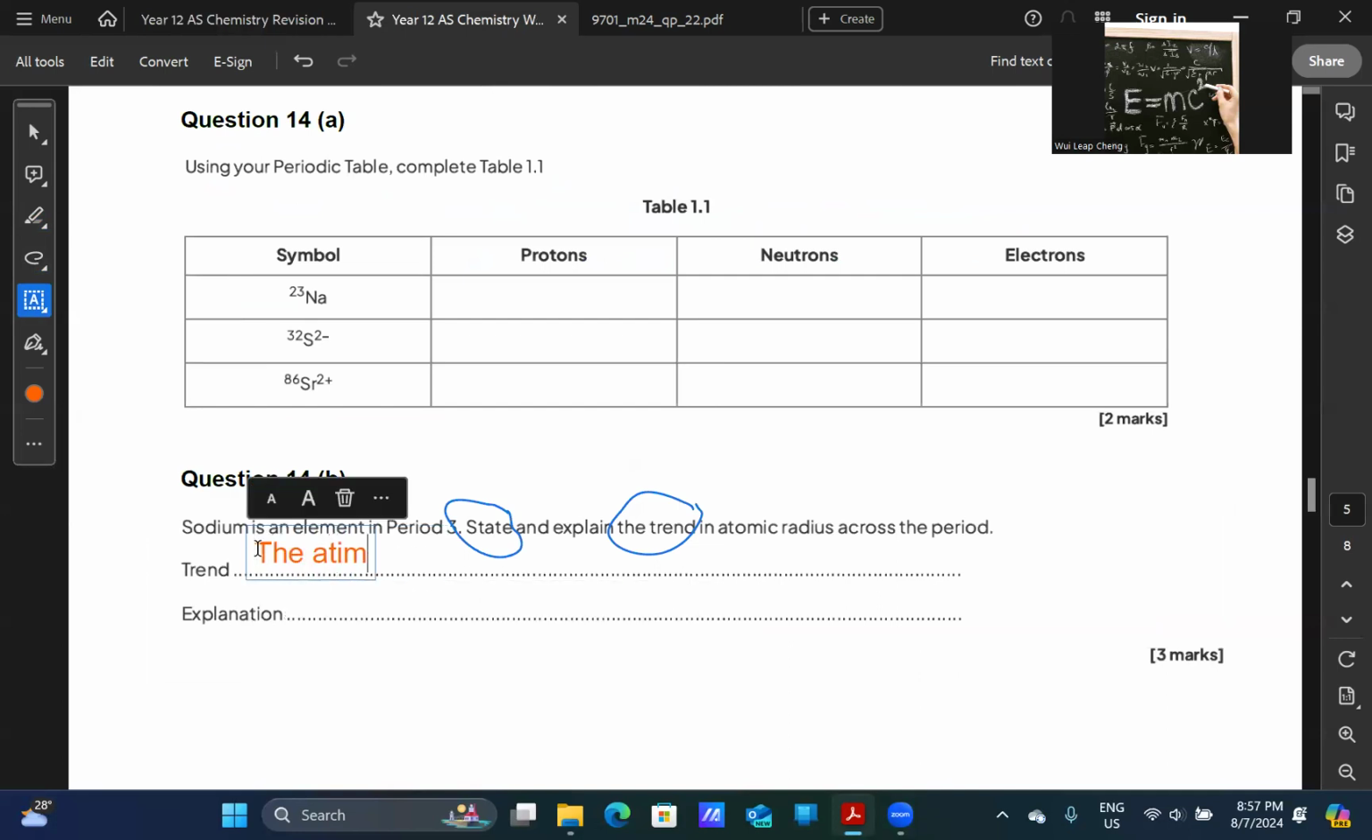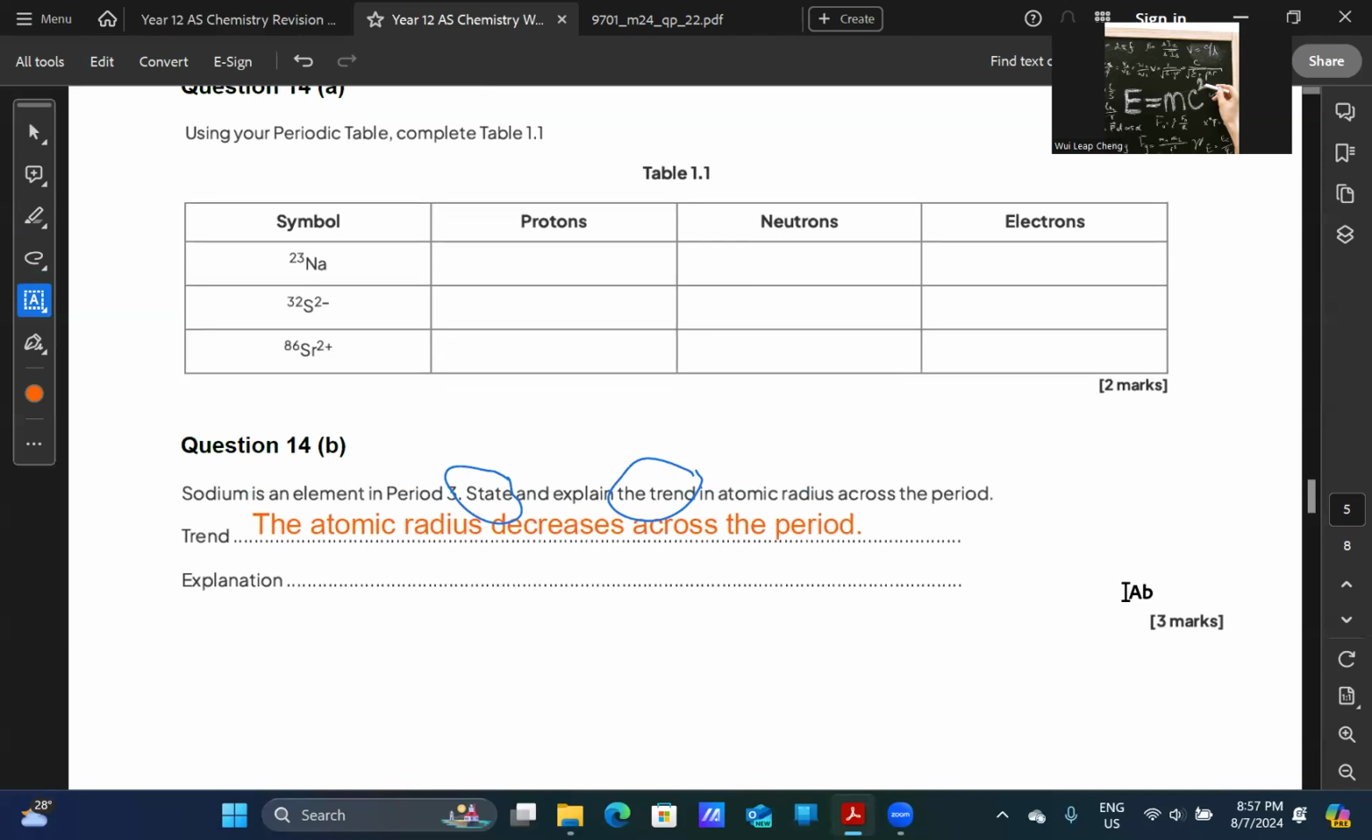The atomic radius decreases across the period. Okay, you need to understand when you describe or state the trend, it is always 1 point. It's only 1 mark. So you must provide another 2 marks for explanation. This question is 1 plus 2, okay? So how to explain that the atomic radius decreases?